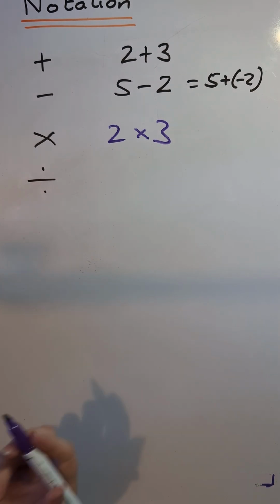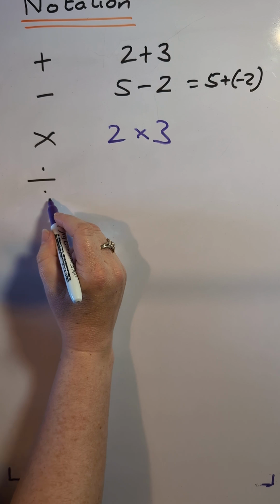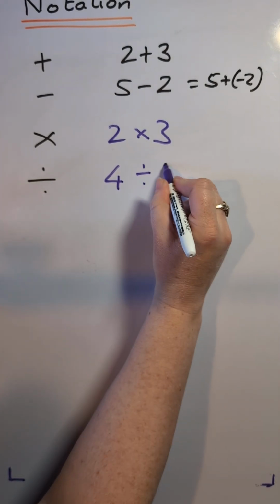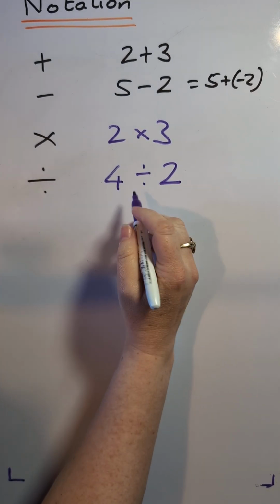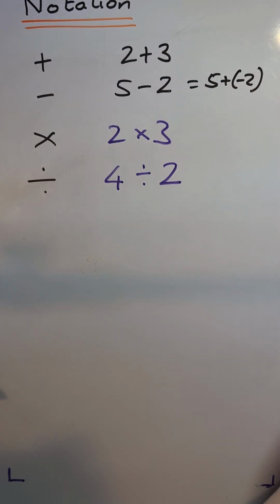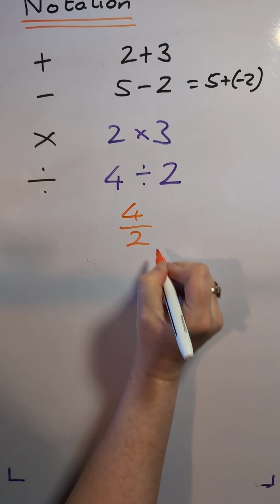The next one I've got there is division. We don't tend to use the divide sign very much in maths. So if I did 4 divided by 2, what we tend to do is write it as a fraction. So that's the same as saying 4 over 2.